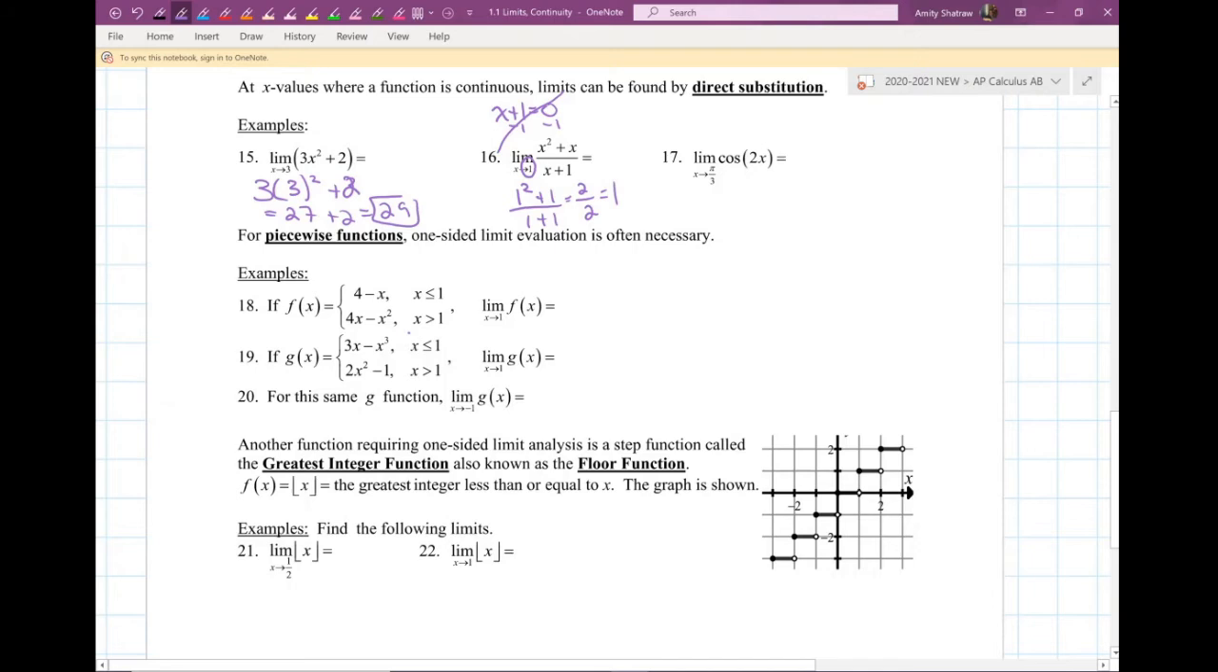For number 17, I remember that cosine is this very well-behaved function, and it goes down, it goes up again, it goes down, it goes up again. It has no holes or asymptotes.